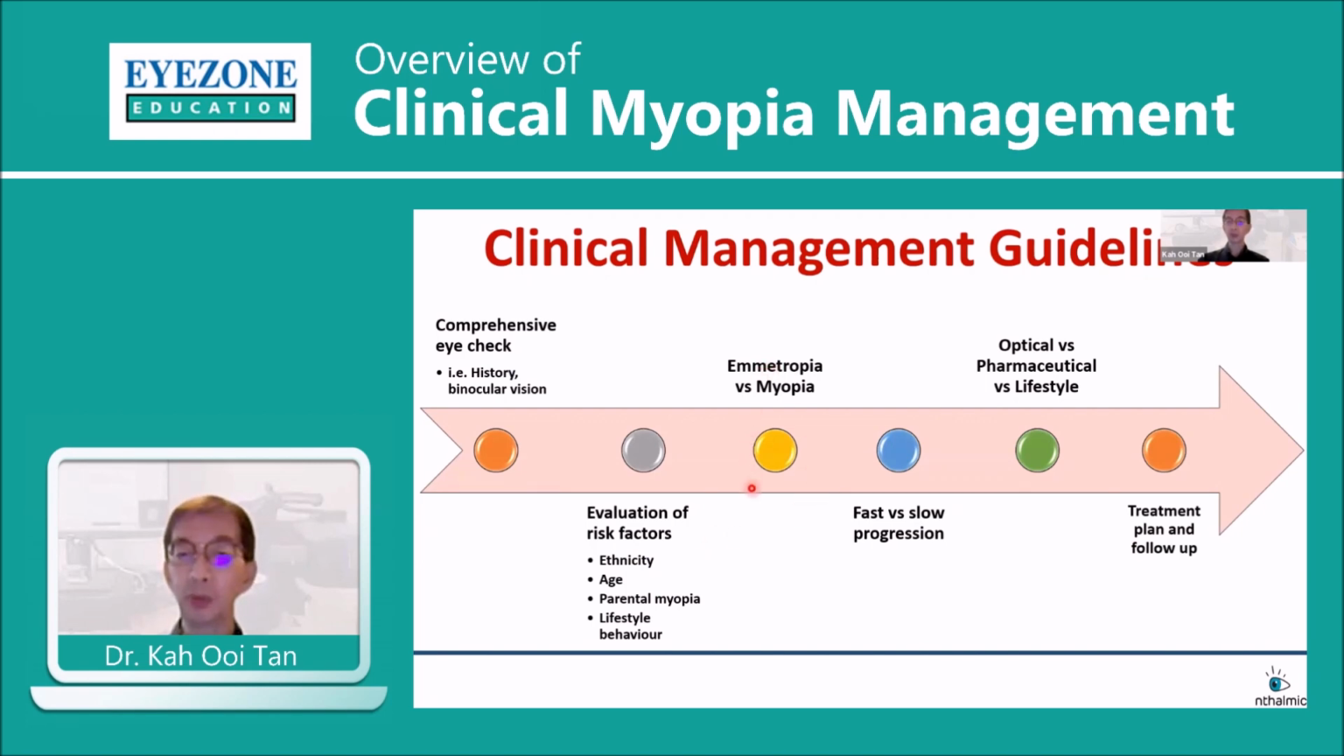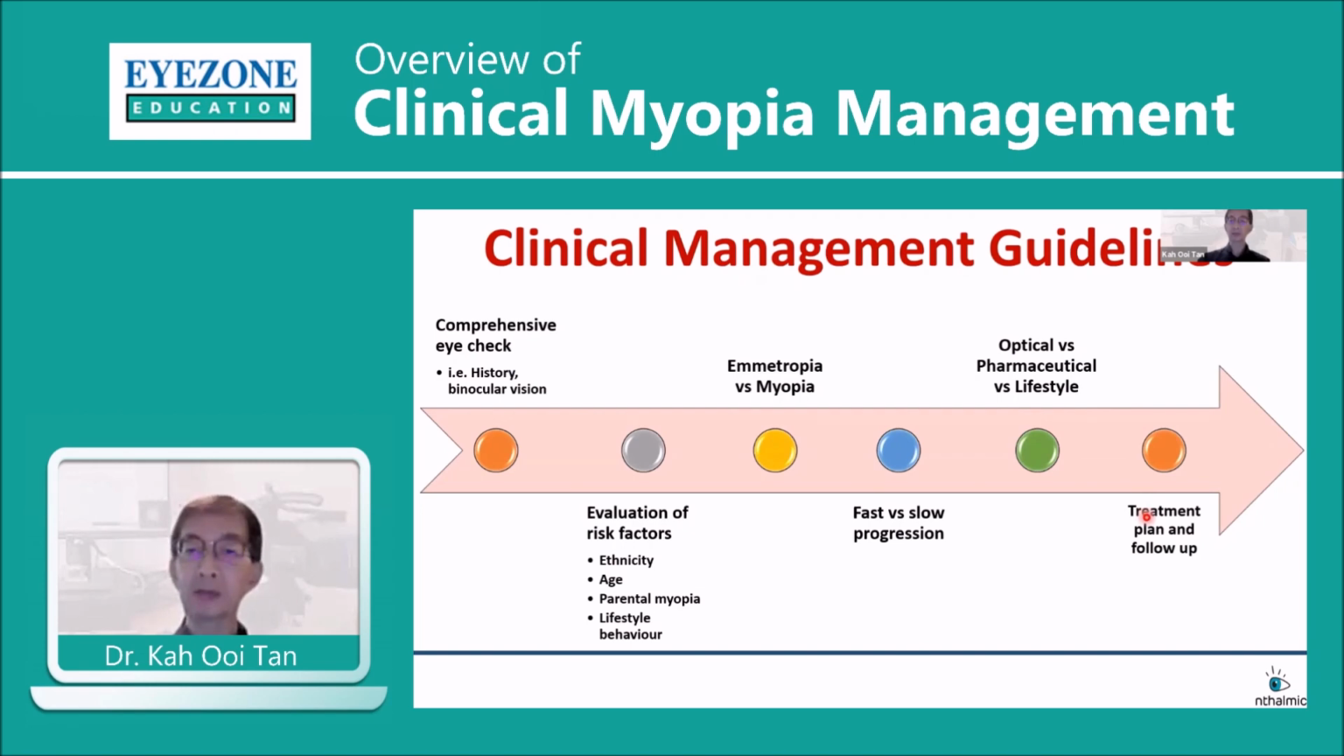What are the risk factors that might promote higher or faster myopia progression? Then we need to look at the individual kids, whether they are emmetropic or myopic, and also look at the past record. Is it fast progression or slow progression? And last but not least, we look at all the potential treatment options, either optical or pharmaceutical, and of course combined with lifestyle, with outdoor activity, and the treatment plan.